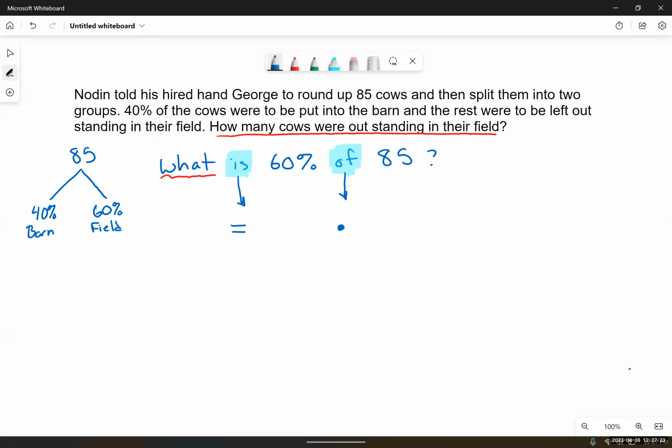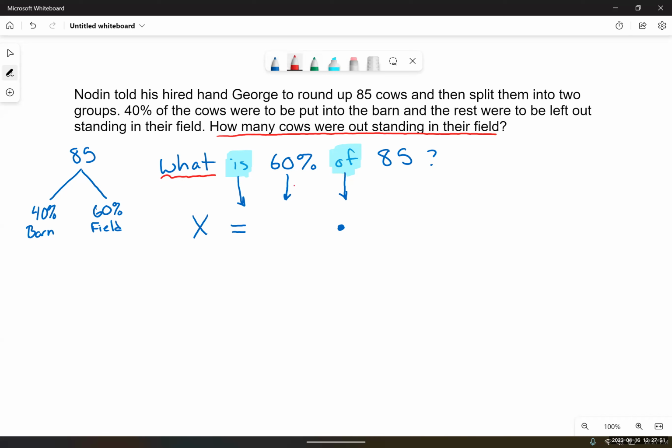We'll give that a symbol. I'll use the variable x. Again, you could use any symbol you want. X is just the most commonly used symbol. In algebra, you could use the letter N or whatever you want. You could use C for cows, it doesn't matter. So what is? X equals 60%. Well, 60% is not a number. We have to convert that to a decimal.